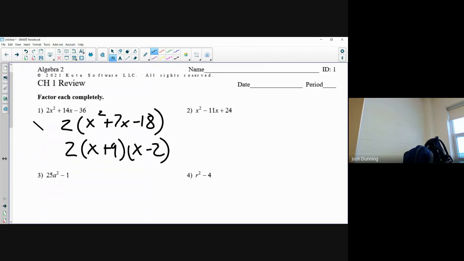On 2, though, there's no GCF. 8 times 3 is 24. 8 plus 3 is 11. But it's negative 11, minus 11, so they're both going to be minuses.